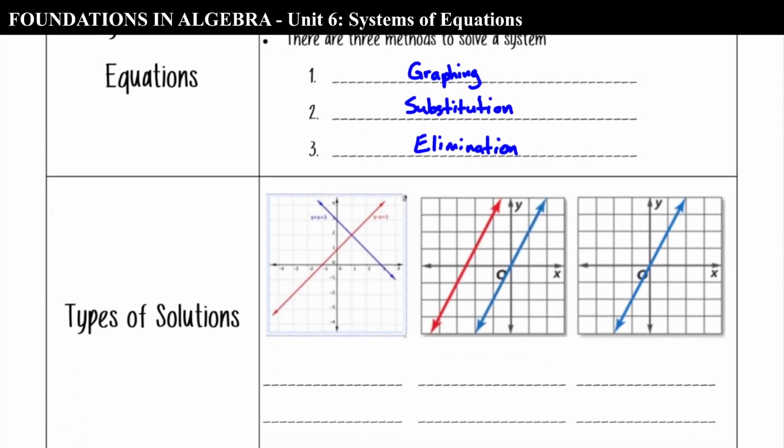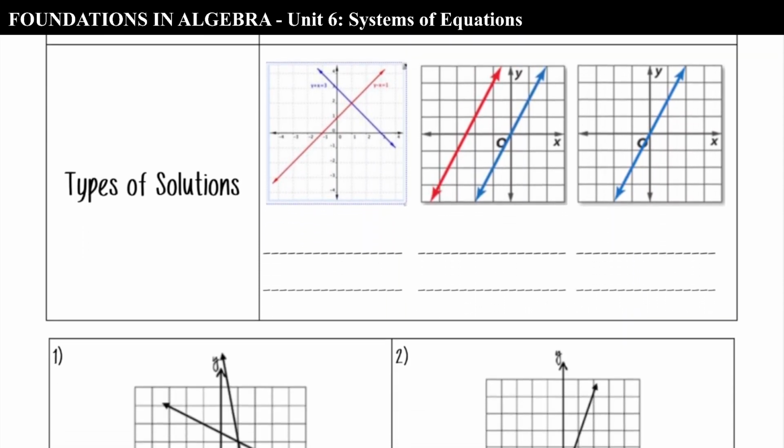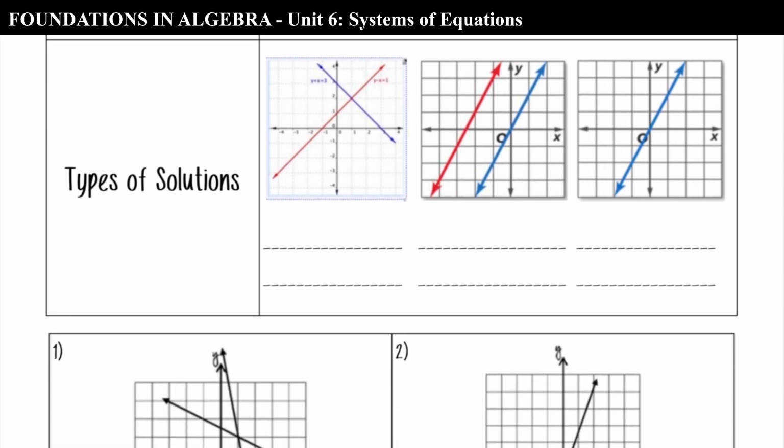Now let's talk about the types of solutions you can get out of a system of equations. So here we have three graphs. This first graph has one solution because it crosses at one point. You have one point where they both share a point. So this has one solution. If the graphs cross, then you have one solution.